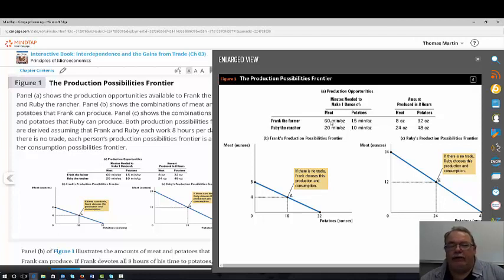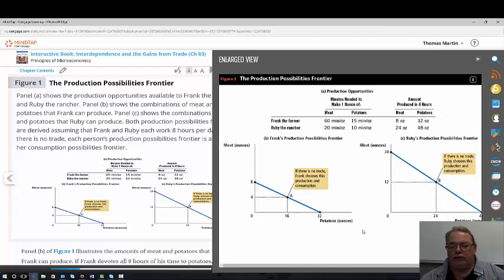Based on the information we have here, Frank the farmer can produce 1 ounce of meat per hour. In an 8-hour shift, that would be 8 ounces. Frank can produce 4 potatoes per hour, and 4 times 8 would be 32. Ruby can produce an ounce every 20 minutes of meat and an ounce every 10 minutes of potatoes. So over an 8-hour period, that'd be 24 ounces of meat and 48 ounces of potatoes.